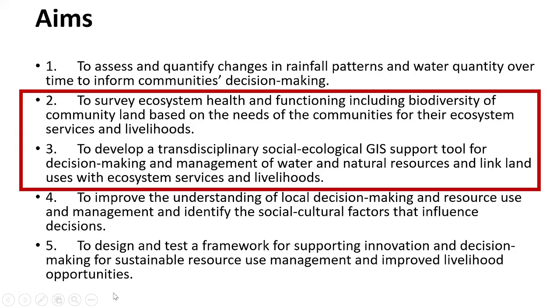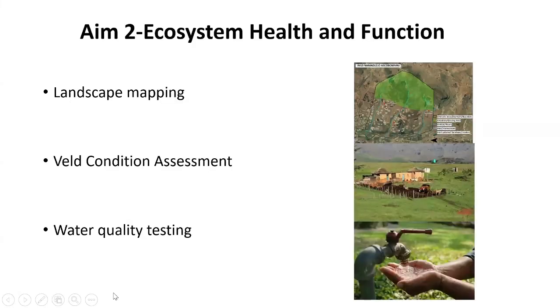So I worked on 2 of the aims for the report. The first one was to survey ecosystem health and functioning, and the second one was to develop a transdisciplinary social-ecological GIS support tool. So for the ecosystem health and function, we did landscape mapping, field assessment, and water quality testing.